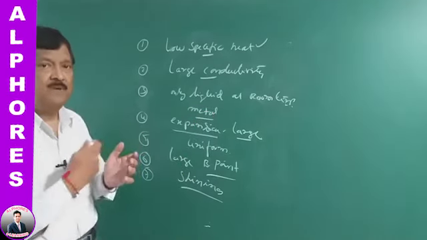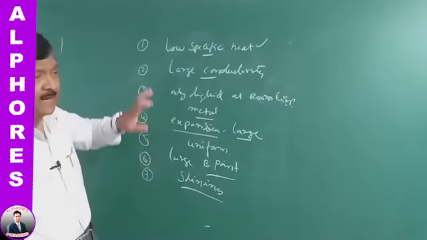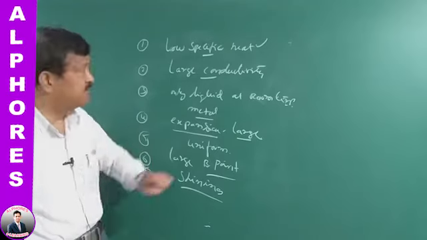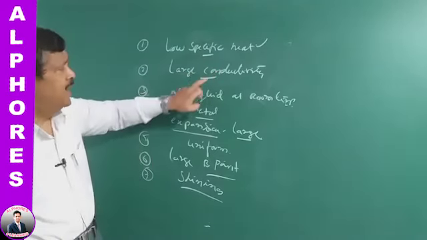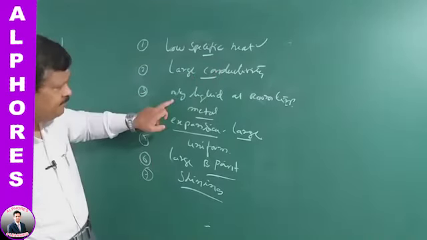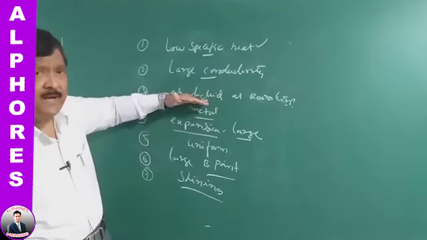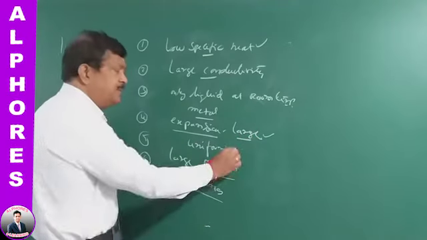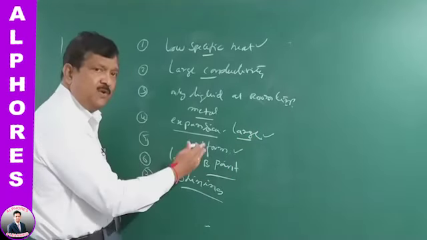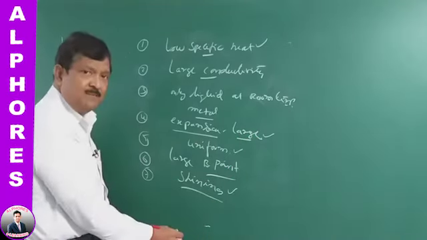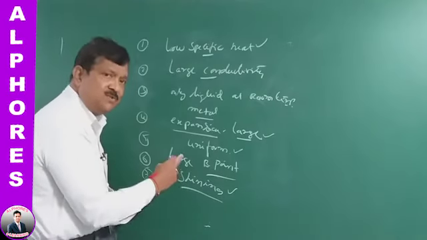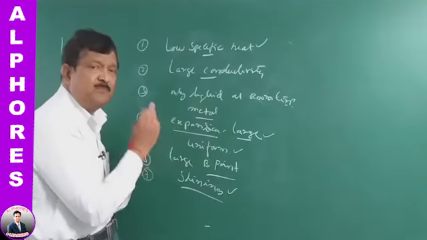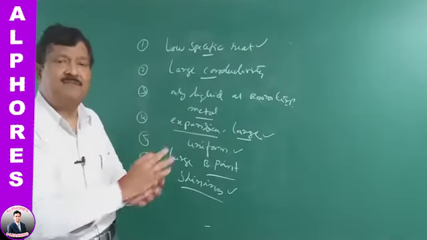I am repeating briefly. Mercury or any liquid which is used to measure temperature must have low specific heat and large thermal conductivity, and these two properties are very important. Expansion must be very large, and it should be uniform. It should be clearly visible, and all these properties are associated with mercury. So that's why mercury is the most preferable thermometric liquid.